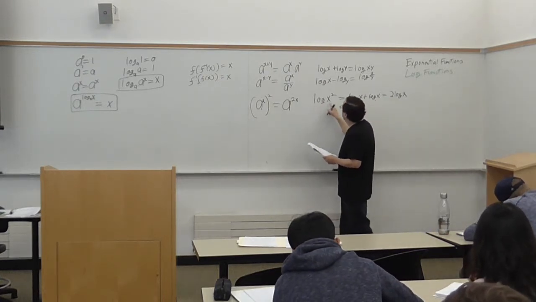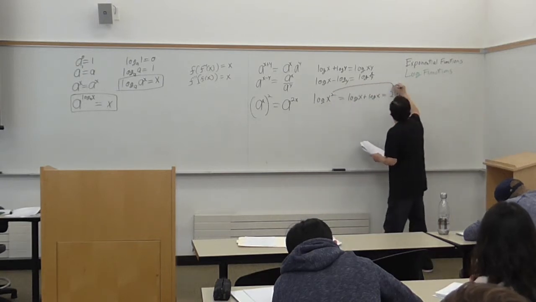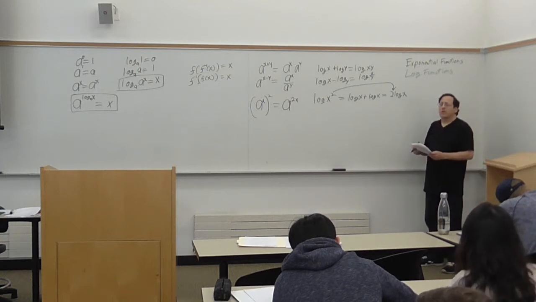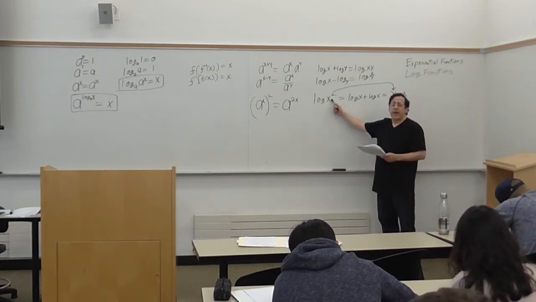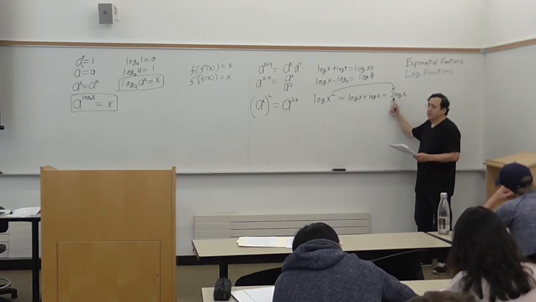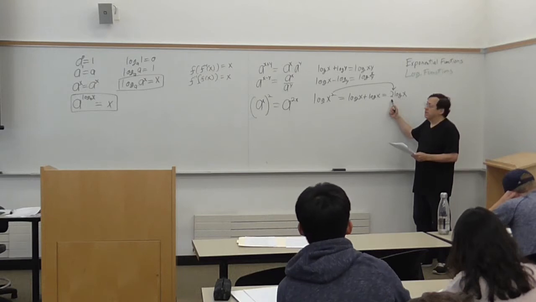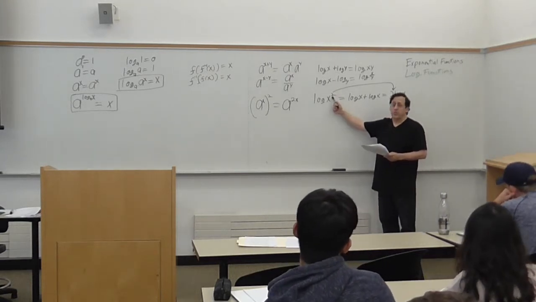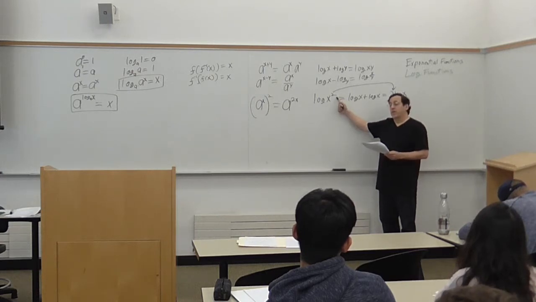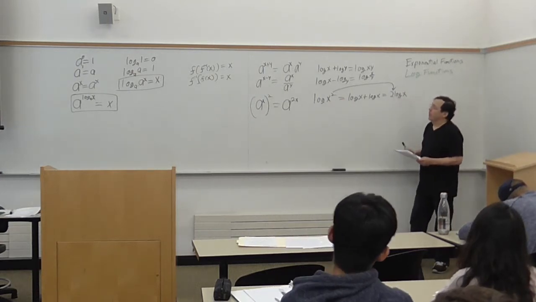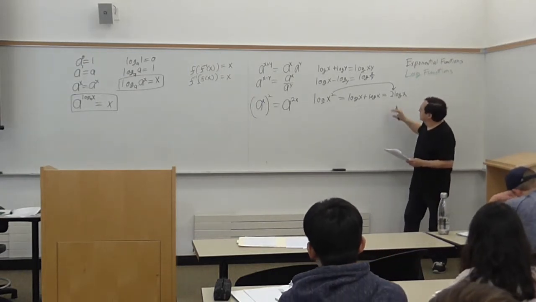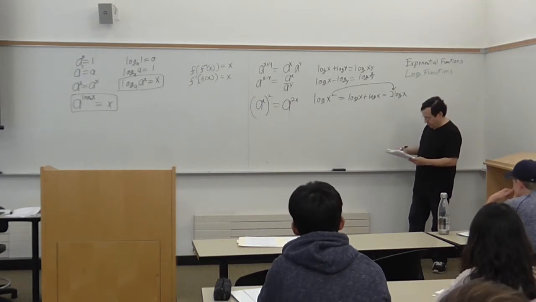What happened here? I have log of x squared, and 2 just gets put out front. So I can square a number now by multiplying the log times 2. This didn't have to be a 2. It could be some other number. It could be 4, 10. It could be half. I could find the square root this way. So this is a really, really powerful property of logs, really useful property.